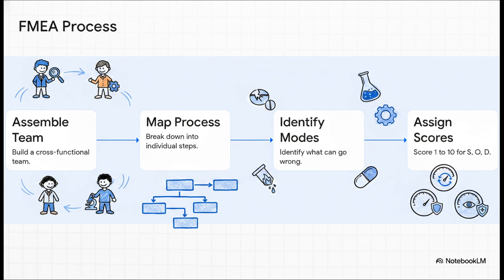Step 2, map the process. Use visual flowcharts to break your manufacturing down into individual steps. This dramatically improves team collaboration by getting everybody on the exact same page. Step 3, identify the failure modes. And finally, Step 4, assign scores from 1 to 10 for severity, occurrence, and detection.